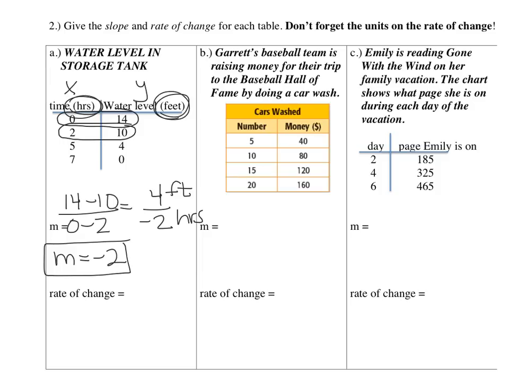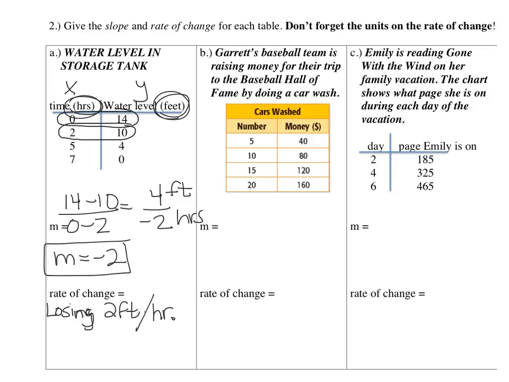And because it's -2, we're going to say that you are losing 2 feet per hour, okay? And if you wrote -2 feet per hour, that's fine as long as you understand that if it's negative, it's a loss of something, right? And so we've got this storage tank, and we lose 2 feet every hour. All right, go ahead and stop the video and try B and C right now. Remember to put good labels on your rate of change.